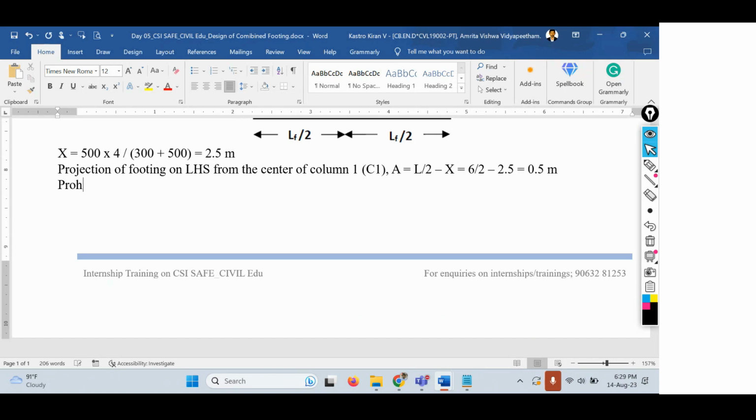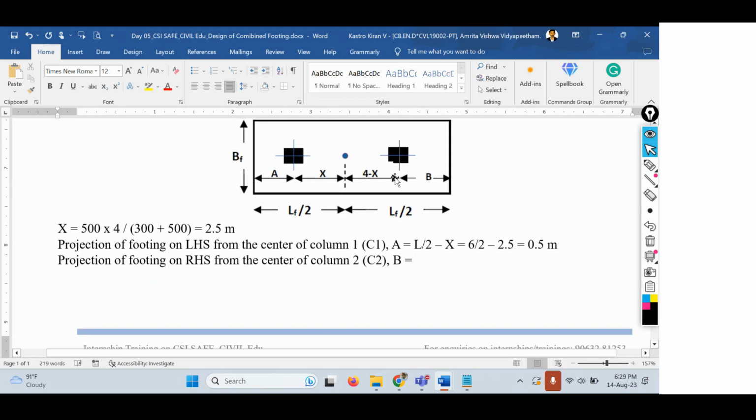Similarly, the value of B also we have to find out. That is the projection of footing on the right hand side from the center of column 2. I'll call this C2, so capital B equals, how to find out this distance, capital B distance? We know the total distance is LF. So LF by 2 minus 4 minus X will give us this particular distance. I hope it is clear. If you have any doubts, please unmute and ask.